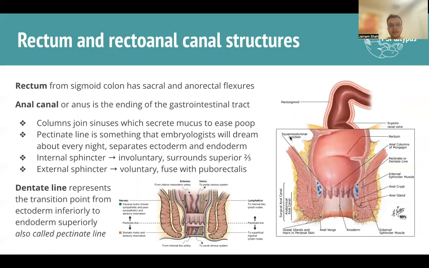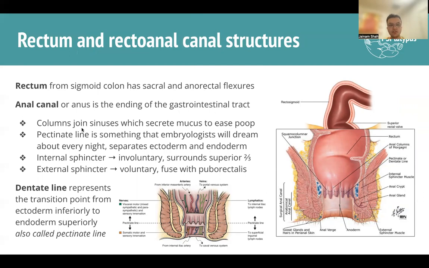Now, finally, we get to the end of the gastrointestinal tract proper, which is at the rectum and the anus. So the rectum, really nothing more to say apart from the fact that it's pretty much the end. It has a sacral and anorectal flexure, so just little bends, but again, not really that important for you to know. With the anal canal or the anus, it's the ending of the GI tract.